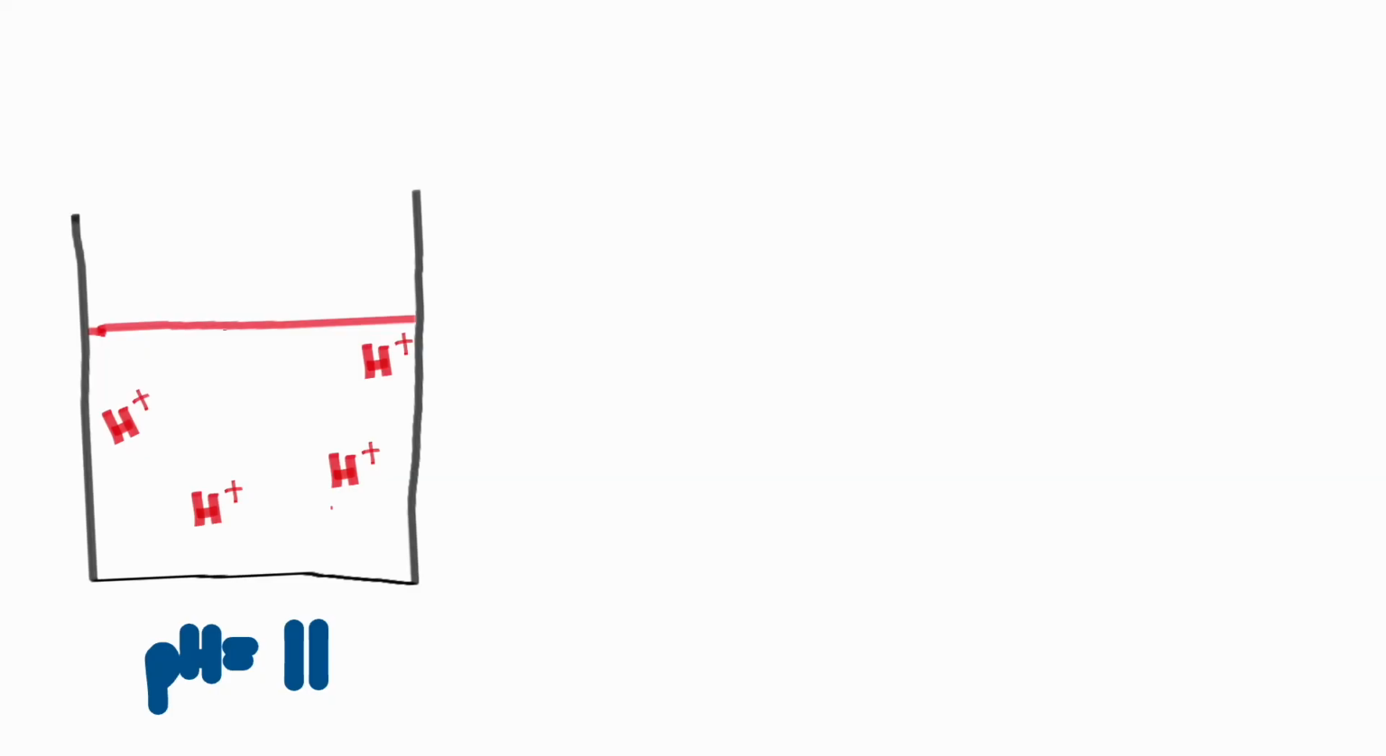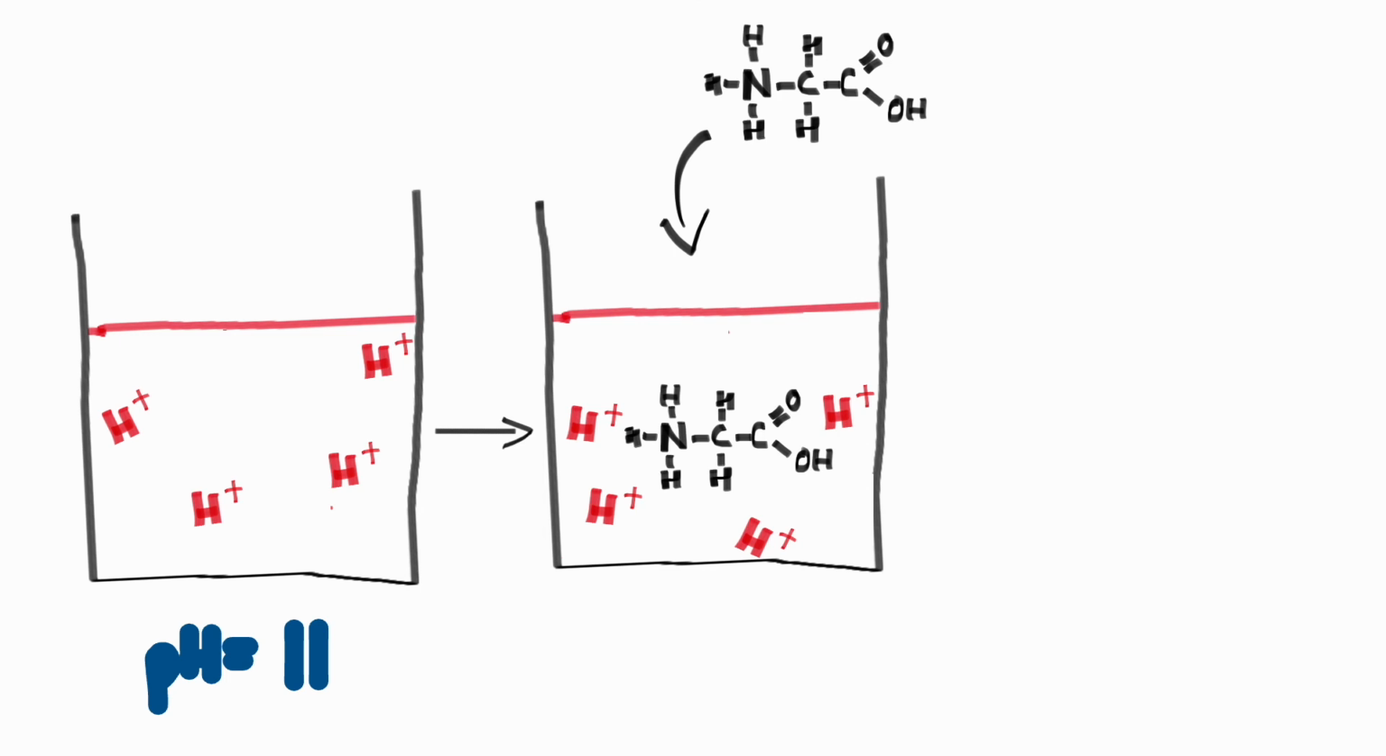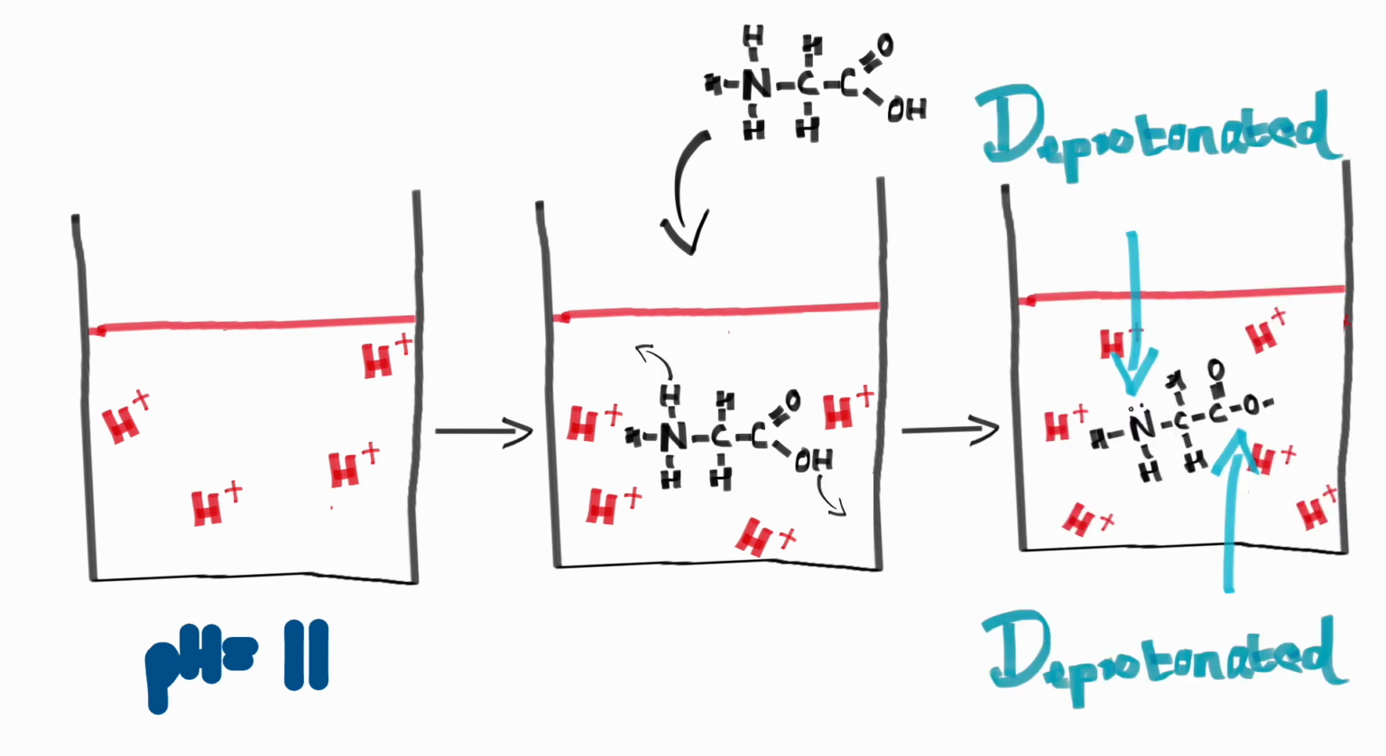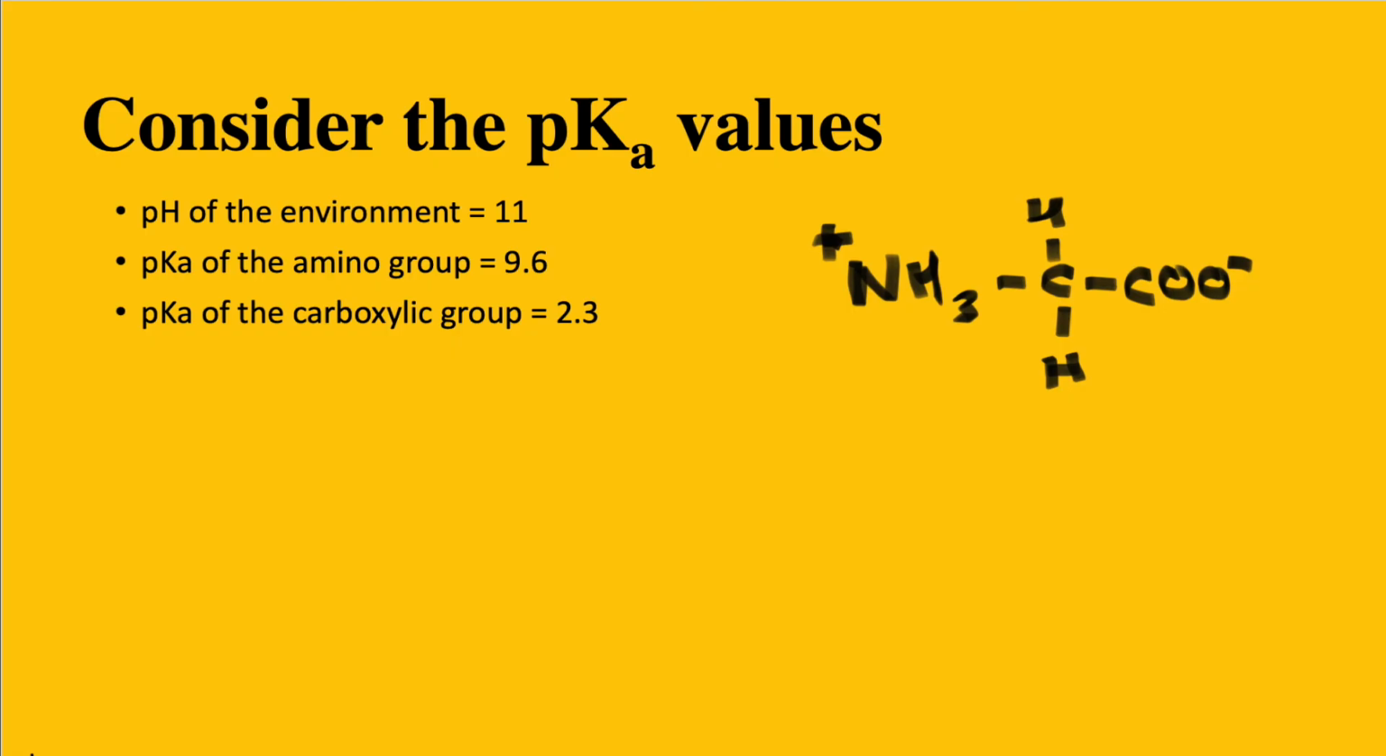Let's say that the pH of the environment is now 11. In this environment, there are very minimal amounts of free-flowing protons. The moment the glycine molecules are introduced to the environment, the amino and the carboxyl groups of the glycine molecule are now going to get deprotonated. Let's again consider why this is using numbers. Just an overview, the pH of the environment is now 11. The pKa of the amino group is 9.6 as discussed before. The pKa of the carboxyl group is 2.3 as discussed before.